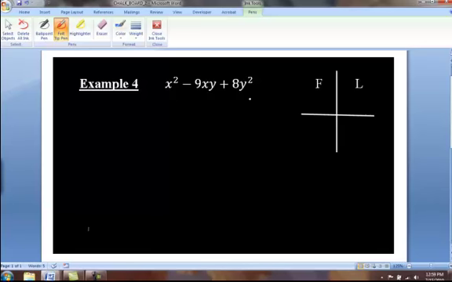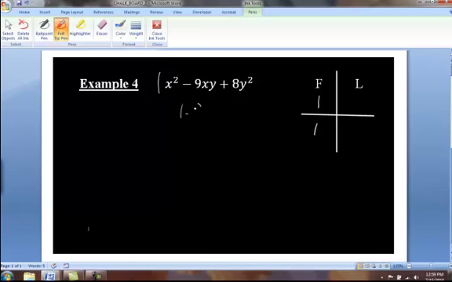Okay, on example 4, this one's a little different because we have an x squared, but we also have another variable here, y squared, and we'll have to keep that in mind at the end here. But we're going to approach it the same way. We're going to do the scissor method. So we're going to list the factors of the first term, which are just going to be 1 times 1. Then we're going to list factors of the last term in the last column.